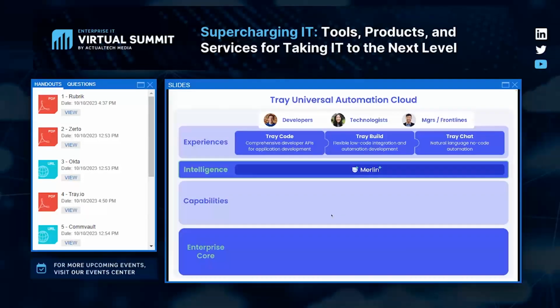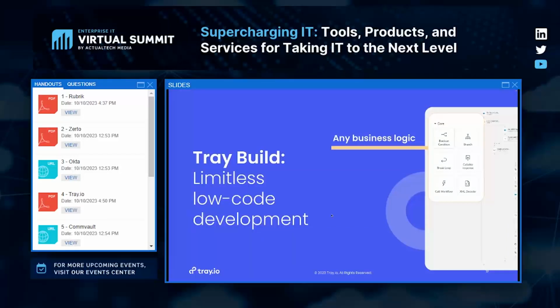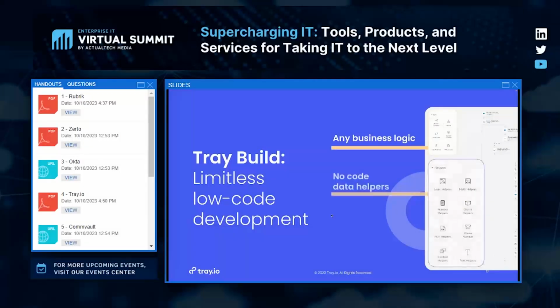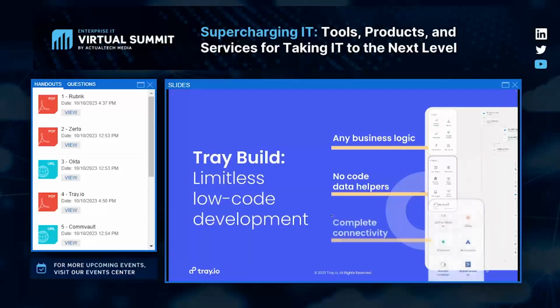And so delving into more specifically Tray Build, this is the limitless low-code development portion where you've got the flexibility to incorporate any business logic that you need with our low-code builder. You've got no-code data helpers to help you with those data transformation pieces, and the very robust library of connectivity. We have over 600 connectors on our platform with universal connectors for connecting to other systems as well.